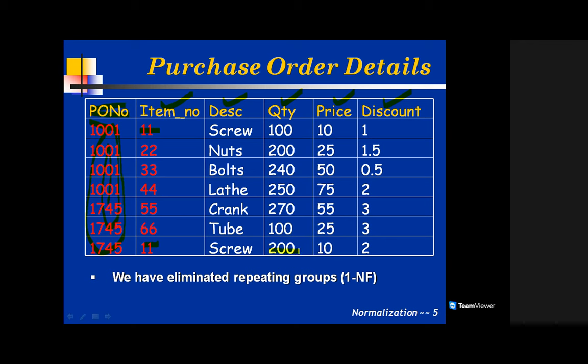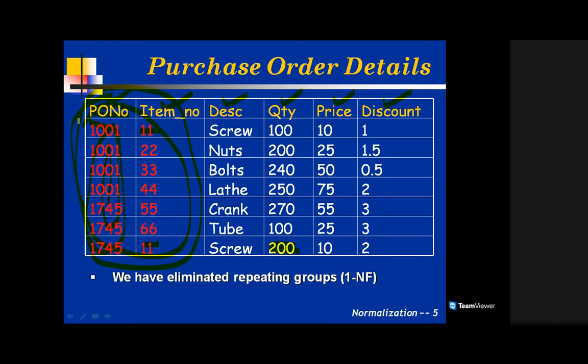That means to identify a single row, you need to have PO number and you need to have item number. So here both of them together will frame a single primary key. This is known as a composite primary key. When there is a composite primary key, you have to go in for normalization, second NF, otherwise you cannot.